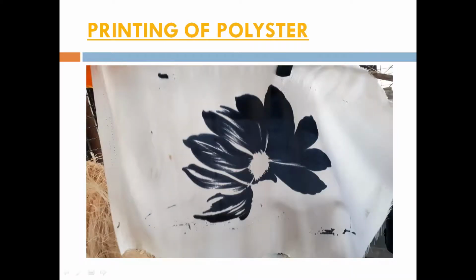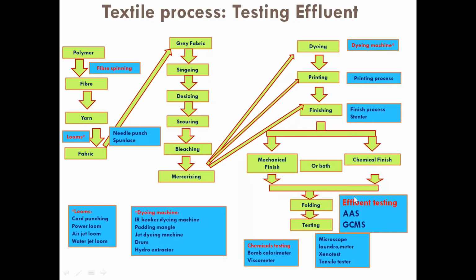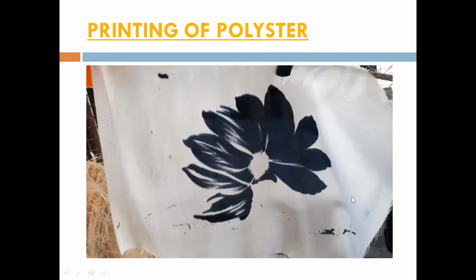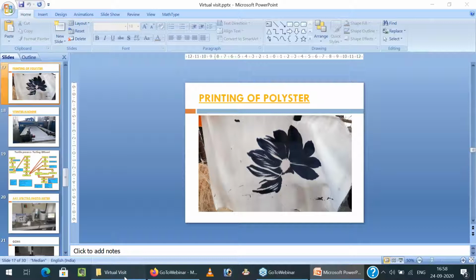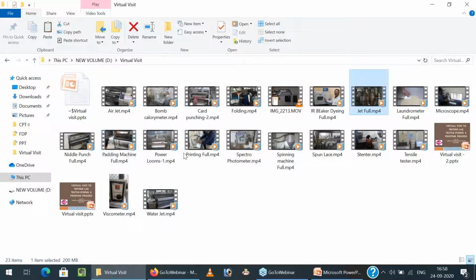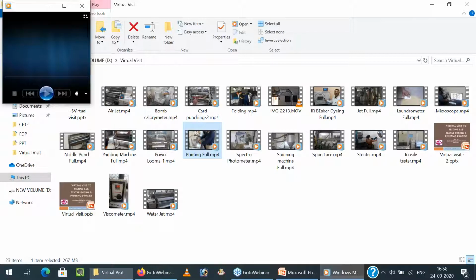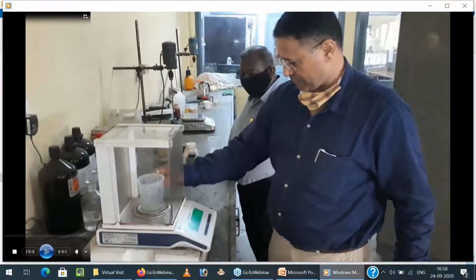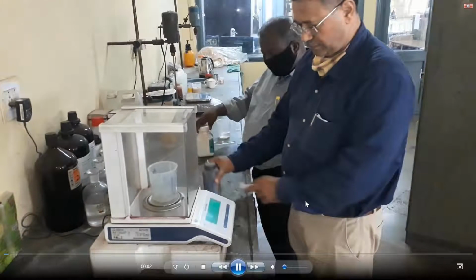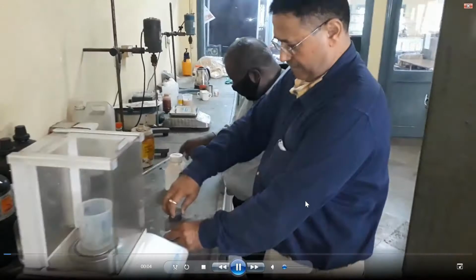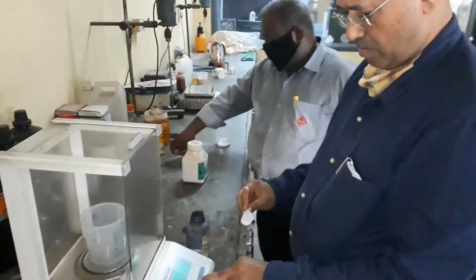Now I will show you the printing. It is actually a laboratory process that I will be showing you, how in the laboratory we carry it out, although in the industry it is done in a continuous machine like a flatbed machine or rotary screen printing machine.